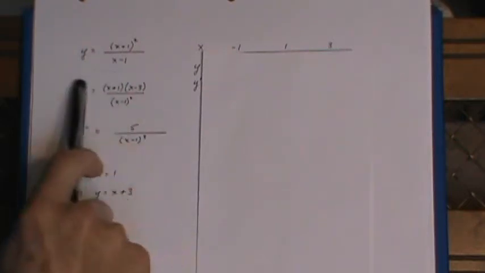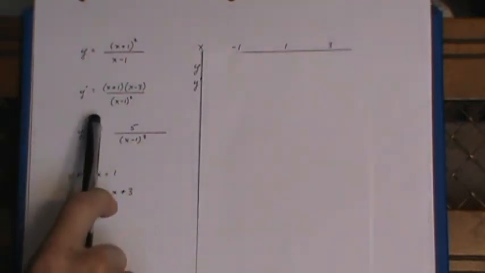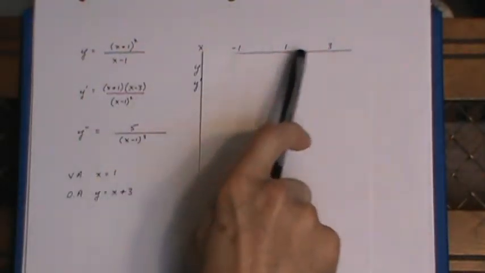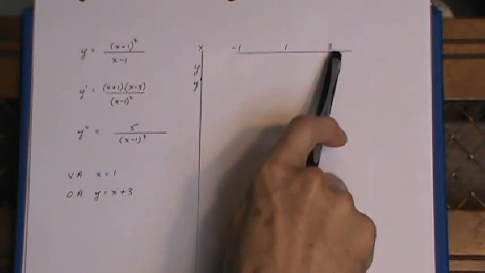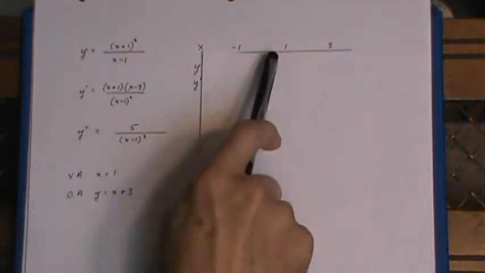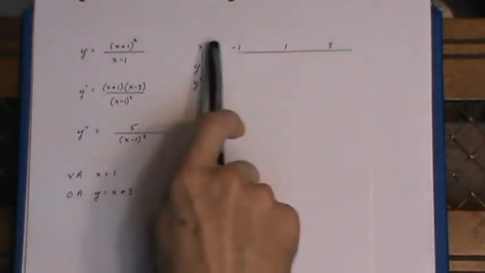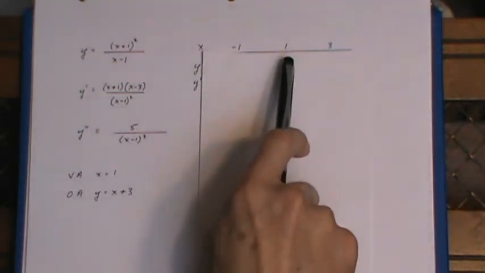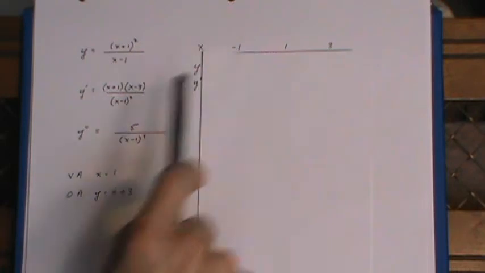Here's your first derivative. It's equal to 0 at negative 1 and 3. I've got those marked here, negative 1 and 3. It's also undefined at 1. That's important to put in your list too. If the derivatives are 0 or undefined, we want to list them here.